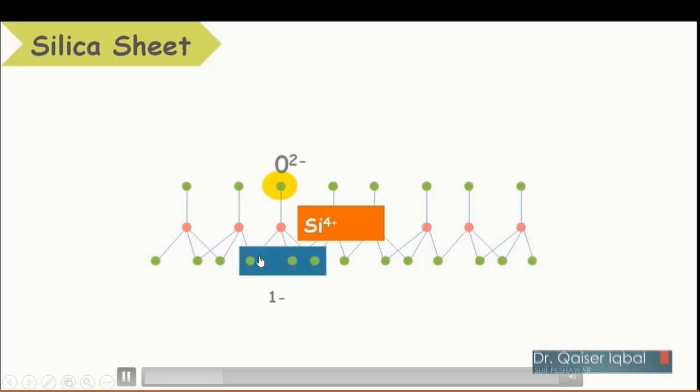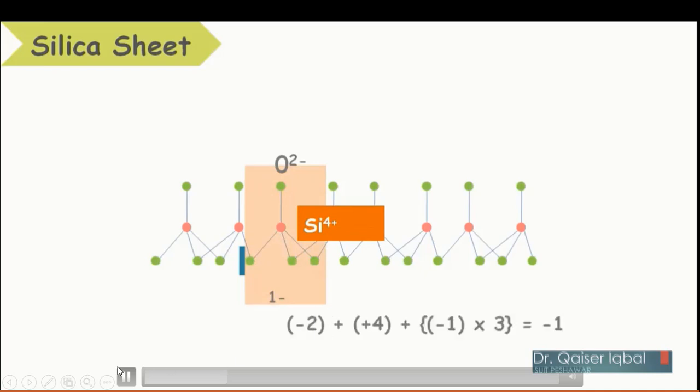Okay, so if you calculate the net charge over here on silica sheet, that will be basically, because on the top there is a -2, then you have silica +4, okay, and then at the bottom you got 1, 2 and 3, okay, and each is shared, okay, with another silica. So it means -1 is shared by this one and -1 is shared by this one. So each silica is getting 1 -1 from the bottom.